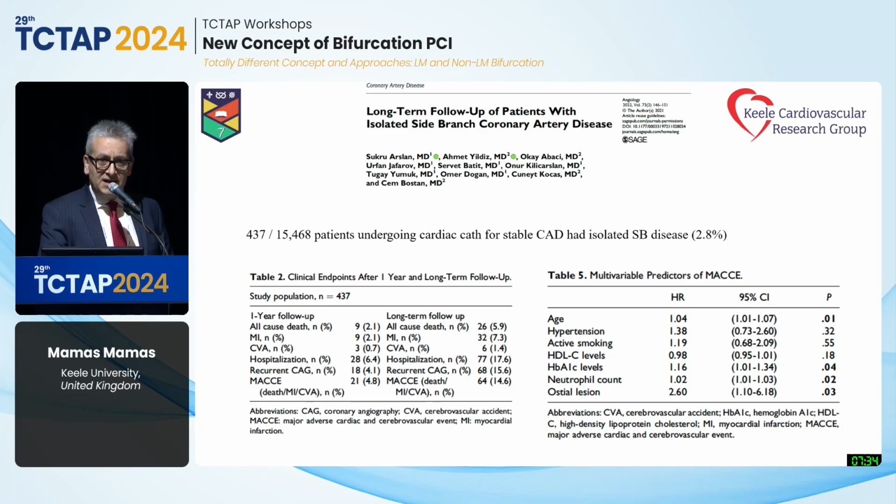This is data from patients undergoing cardiac catheterization, and you can see that isolated side branch disease occurs in about 3% of all cases. Now, you may say, well, okay, it's not very common. Why have a talk about it? Well, these patients have significant event rates. This is a stable population, and yet the MACE rate is about 5% a year.